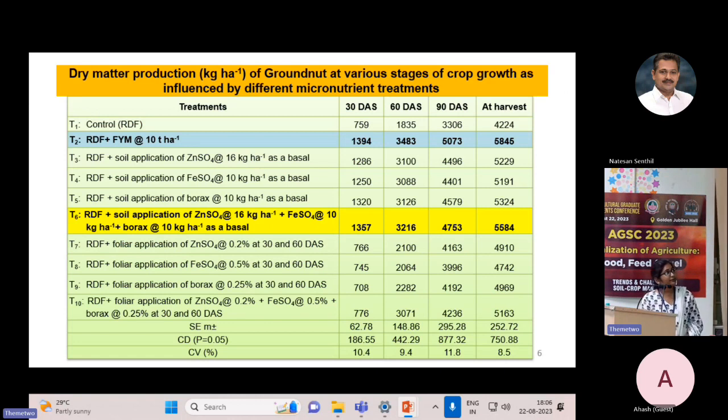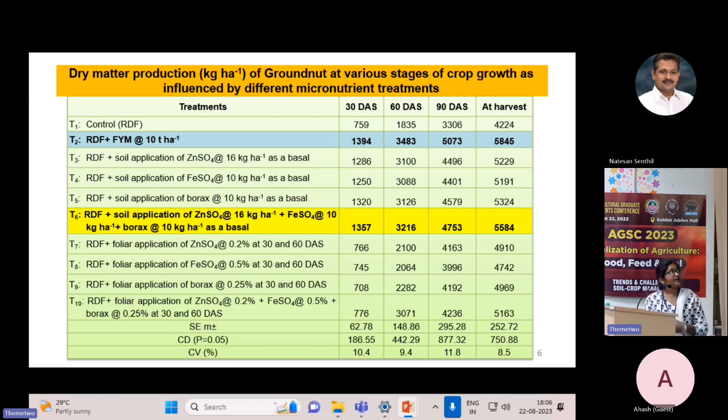Coming to the dry matter production of groundnut at various stages of the crop growth as influenced by different micronutrient treatments. Among all the treatments tested, T2, that is the RDF plus FYM at the rate of 10 tons per hectare, recorded highest dry matter production, that is 5,845 kg per hectare. This might be due to the combined action of organic and inorganic nutrient sources, which might have helped in release of nutrients that helped in the better growth of the plant, and thereby led to the highest dry matter production.